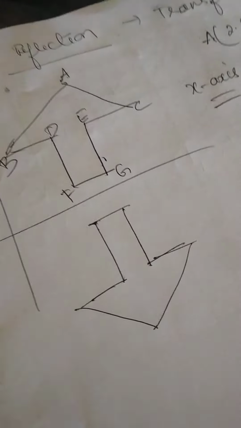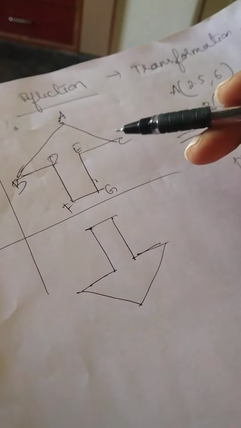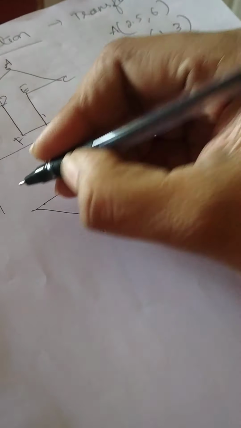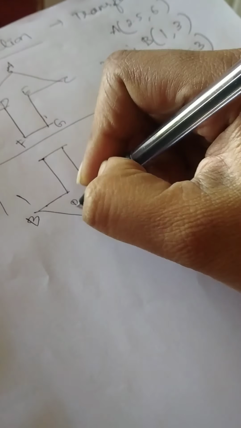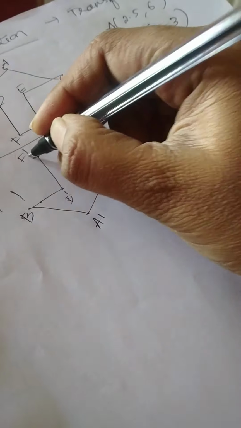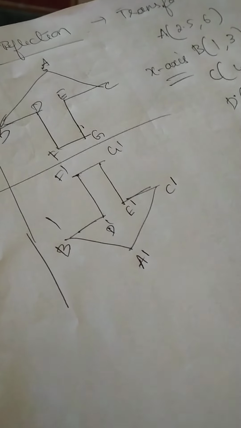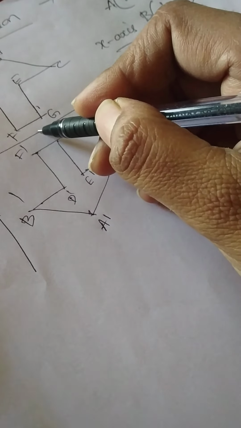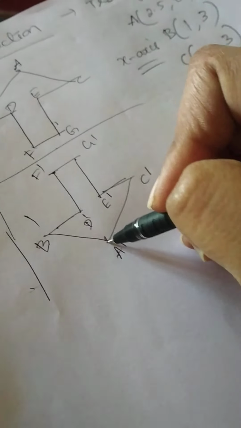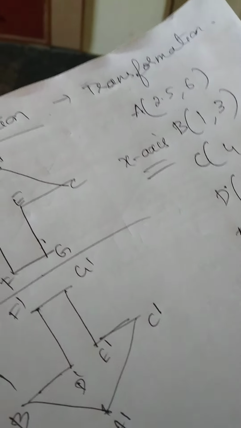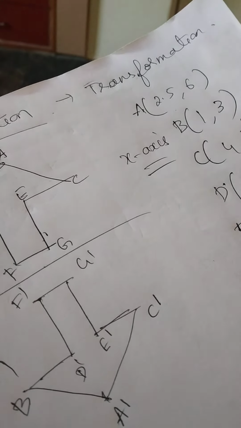So when you reflect it with respect to the x-axis, it is simple: if you just change the sign, you will be able to reflect it. If you see A, A will obviously be 2.5, -6. Only the sign changes here. But how do we solve it with respect to the matrix is what we need to see here.